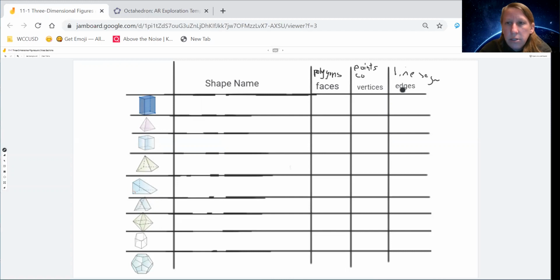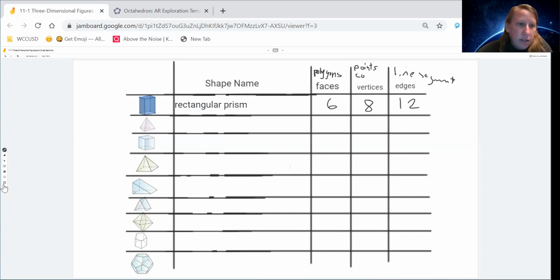Okay, so let me show you. This is a rectangular prism, and it has 6 faces. And how many points does it have? Well, 1, 2, 3, 4, 5, 6, 7, 8 points. And it has a total of how many edges? The edges are 1, 2, 3, 4 vertical, and then 5, 6, 7, 8 along the top, and 9, 10, 11, 12. It has 12 edges.